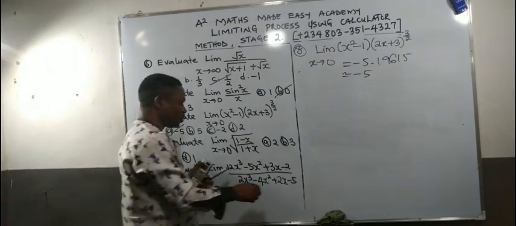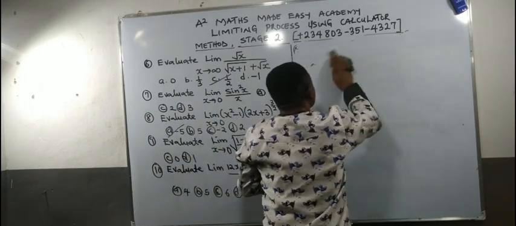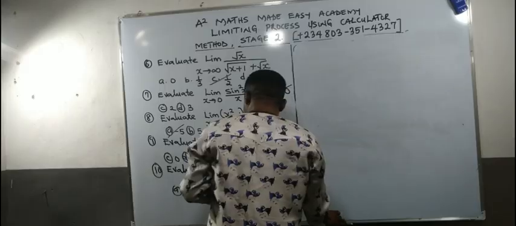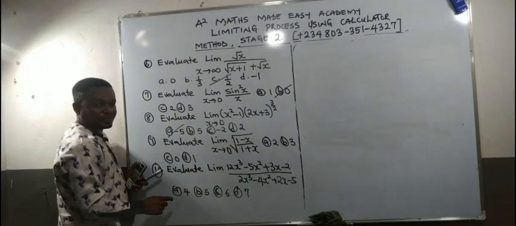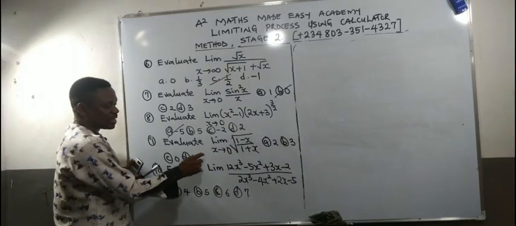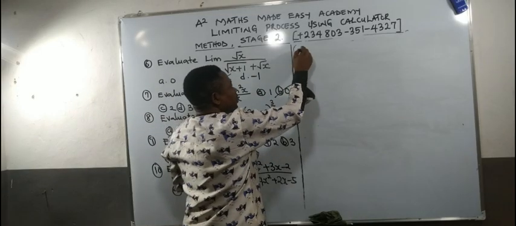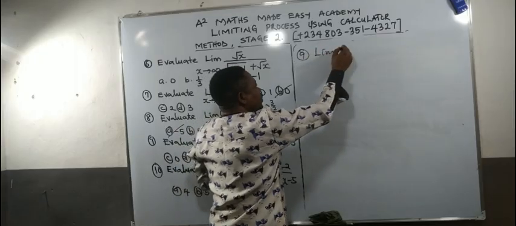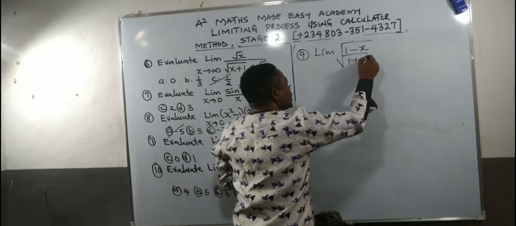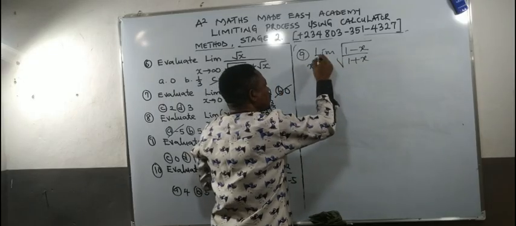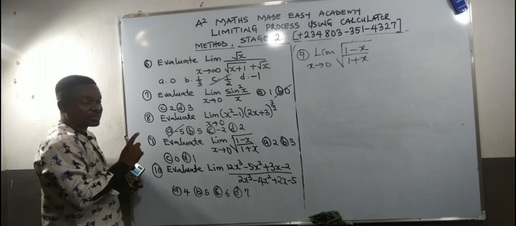I want you to watch. Question number 9. Now the question says, we should evaluate the limit of the square root of (1 minus x) all over (1 plus x) as x approaches 0. Permit me to write the question back. The limit of the square root of (1 minus x) all over (1 plus x) as x approaches 0. It's still the same thing that we applied in number 8, the same format.